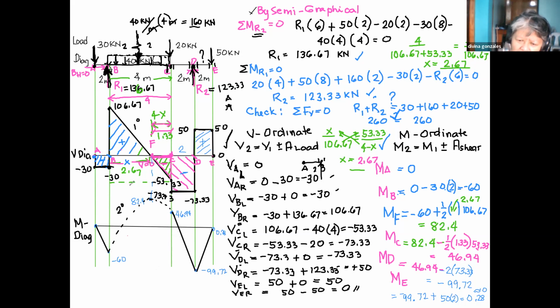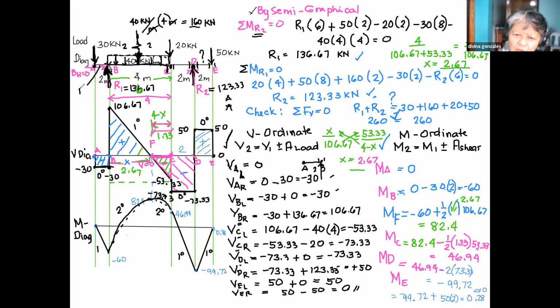And if the load is downward, that should be a curve concave downward. Ito rin, concave downward. So we have a second degree curve here. But this one is a first degree, and this is a first degree. Kasi these are 0 degree, and this is also 0 degree. So this proves that our shear diagram is 1 degree higher than the load.